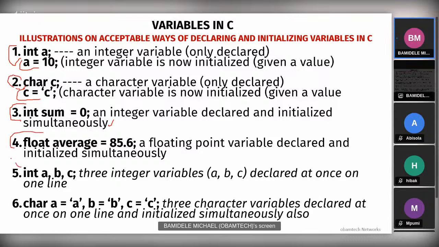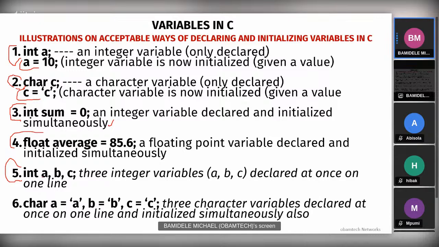And you can even decide to declare more than one variable with the same type on the same line. When you are declaring more than one variable at the same time, they must be of the same type. You cannot say you are declaring int a comma float b. No, an error will occur.